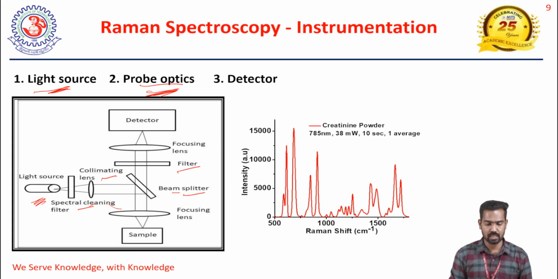Here you can see that, suppose light is coming in this direction, the light is split into two parts. The beam splitter is called an RT beam splitter. What is the meaning of RT? R means reflection, T means transmission. Some of the light is reflected, and some of the light is transmitted.